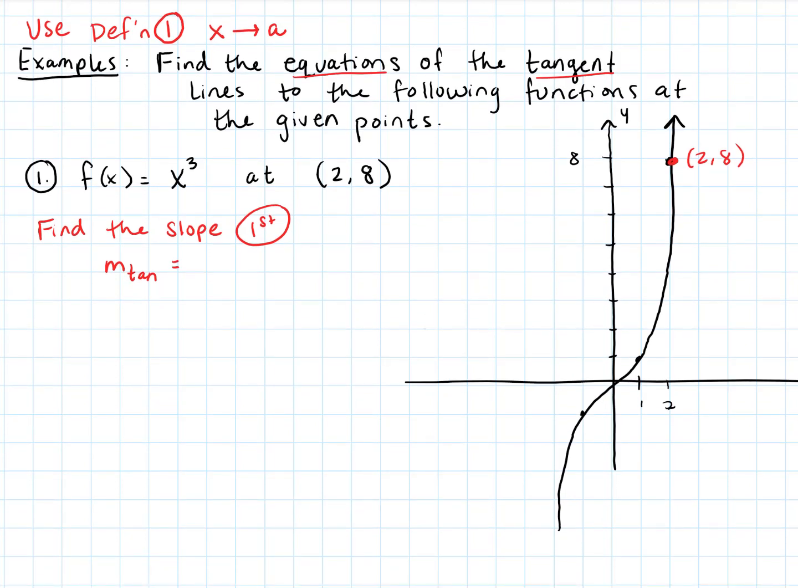Okay, so let's find the slope. So the slope of the tangent line is defined to be the limit using this definition. So it's defined to be the limit as x approaches a of f of x minus f of a over x minus a. So I'm just rewriting it here since I have a small screen and we don't have the actual definition up on the board. So that's the definition. That's what we have to use.